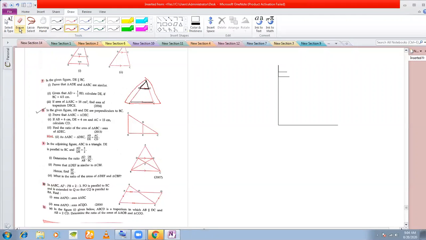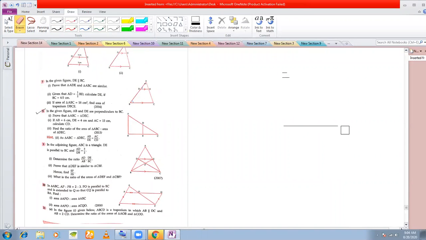Okay. Now this is what? Which figure is this? This is your type 2 figure, right? This is the common angle. Okay. These two are your corresponding angles, so they are equal. Okay. And therefore the two triangles are similar.